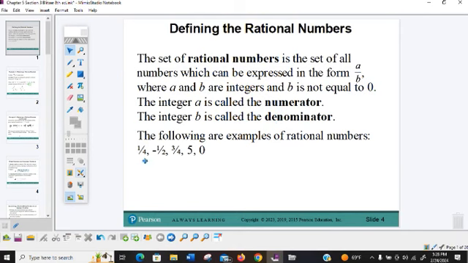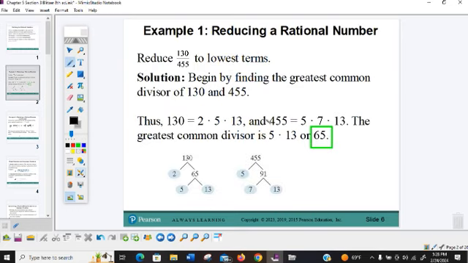So here's some examples. 1/4, -1/2. This one would be 5 over 1, so that could be written as a fraction. 0 over 1 could also be written as a fraction. One of the most important things we do is we reduce them, and we write them in what's called lowest terms. So let's reduce 130 over 455.